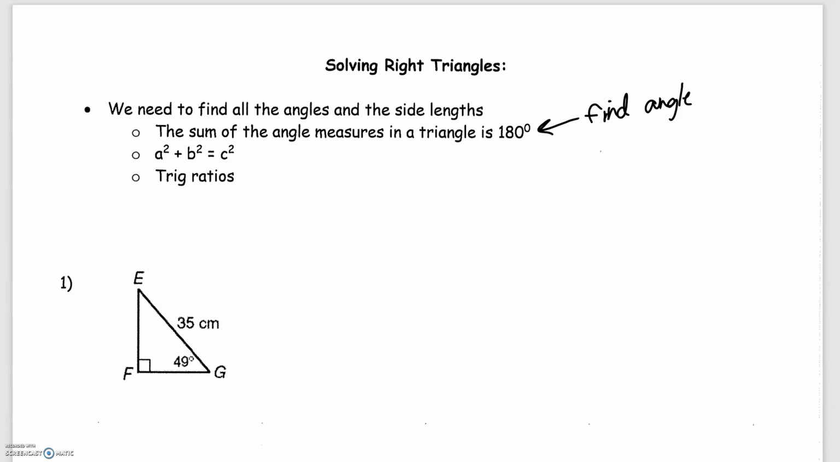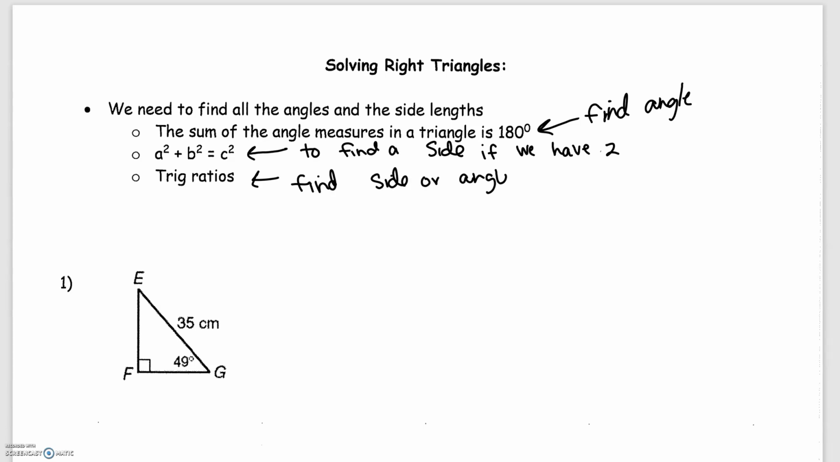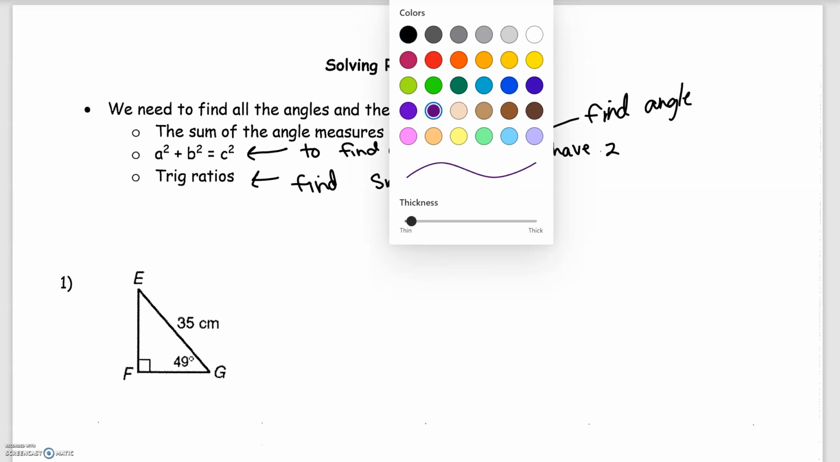And then this is Pythagorean theorem, which is going to help us to find a side if we have two sides. And then trig ratio can help us find a side or an angle. So depending upon what you have, you can use either of these three to start, but you're going to use all three to solve a triangle no matter what you have.